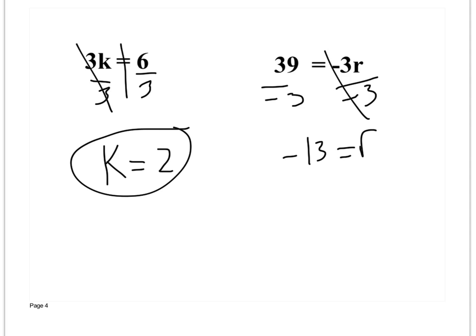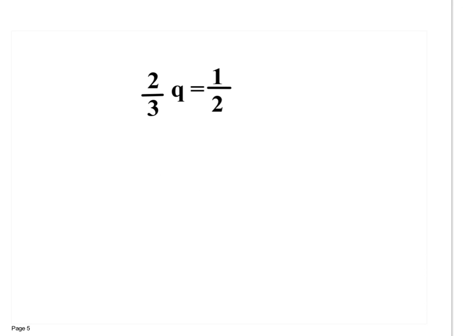Easy. Write this down. We have 2/3 of Q is equal to 1/2. I need to know what Q is. What number would give me 1/2? So what I do is I do the same thing I've been doing. I look at what's being done to Q and do the opposite. I'm taking 2 times Q, so I'm going to divide by 2. I'm dividing Q by 3, so I'm going to times by 3.